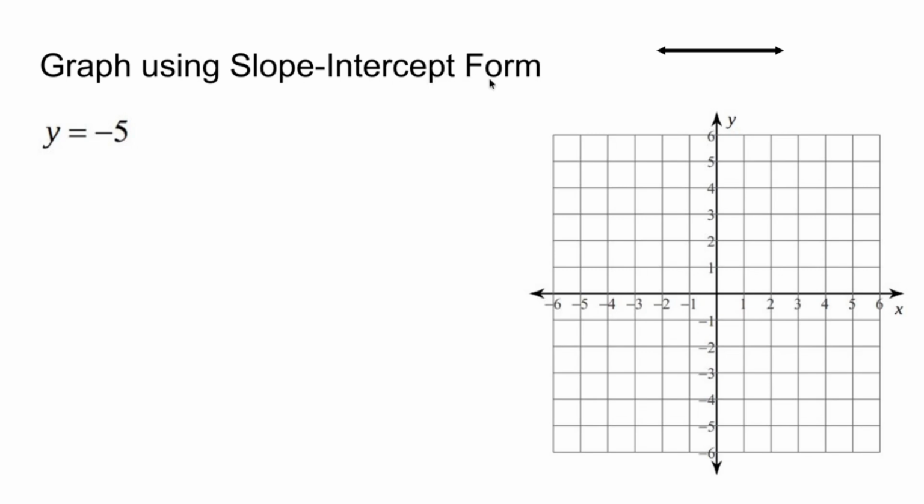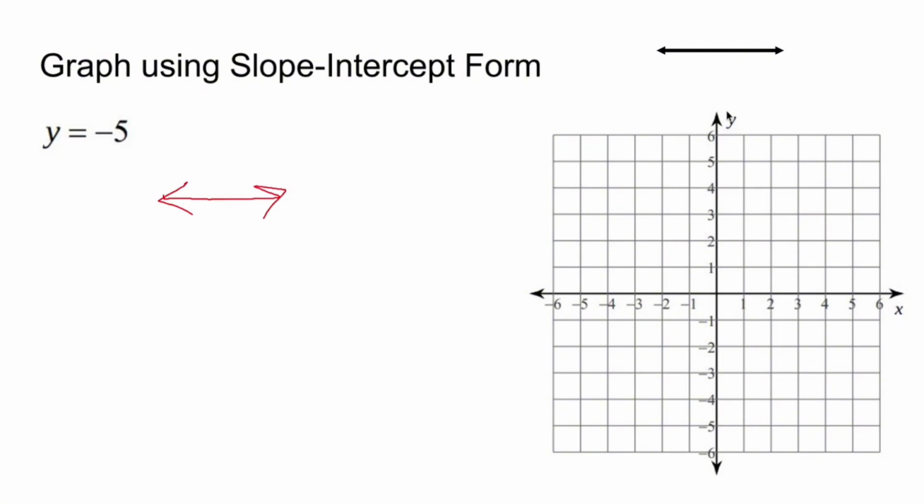Graph using slope-intercept form. This really doesn't require slope-intercept form. This is a special case, and here's why. You're just given y equals a number. When you have y equals a number and no x is attached anywhere, you are going to have a horizontal line like so. So this is how you graph it.